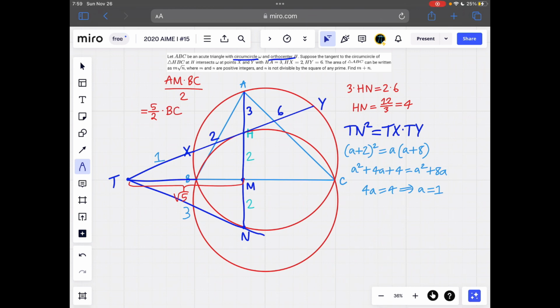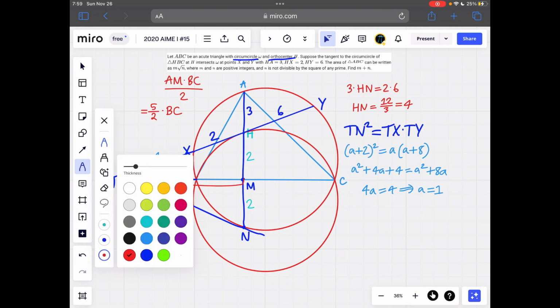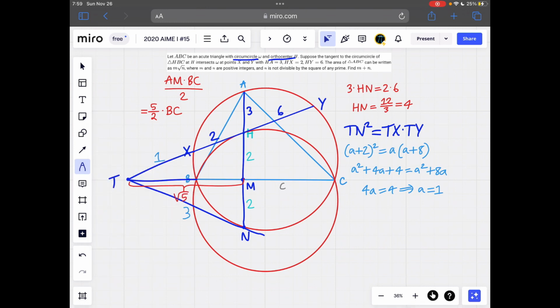But if you notice, BC can be split up into two things, BM and MC. And if we let one of those segments be equal to little c, then the other one will have to be 10 over c, because the product is 10. That's the power of point M with respect to omega. It's MA times MN, which is equal to 5 times 2, which is 10. So that should also be equal to MB times MC. And that's why MB is equal to 10 over c.